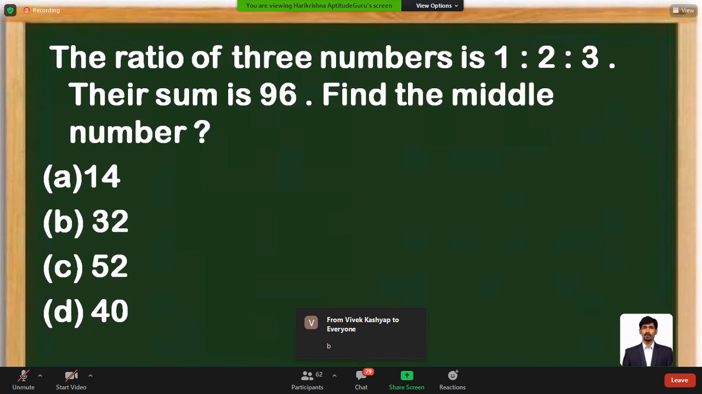What is the answer choice for the question? Very simple data, right? The three numbers are in the ratio of 1:2:3. The sum of the numbers is 96. What is the middle number is the question.